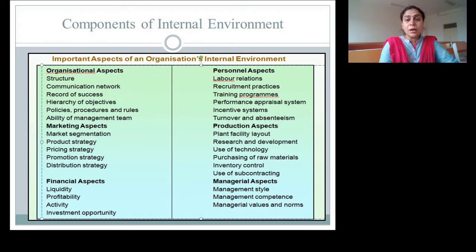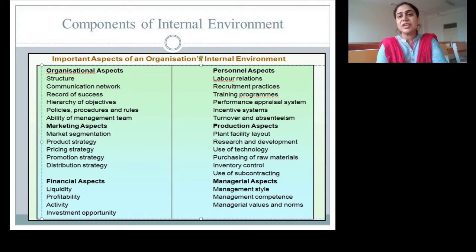We are moving down to the marketing aspects, like what is the market segment, how the market is divided by the company, what is their pricing strategy, what is their product strategy, how do they promote their product, how do they distribute their product. That comes under the marketing aspects. Similarly, the financial aspects always talk about the liquidity, profitability, activity, investment opportunity.